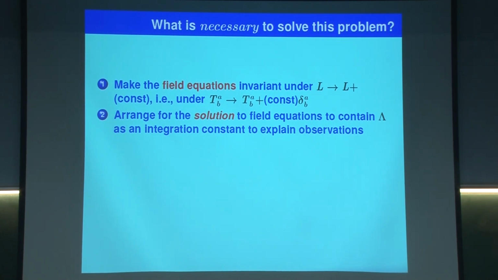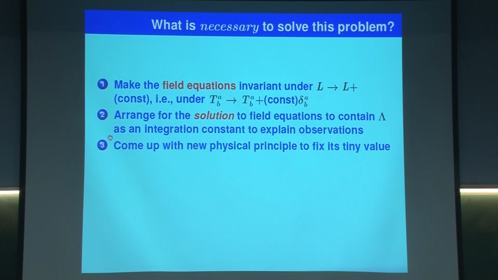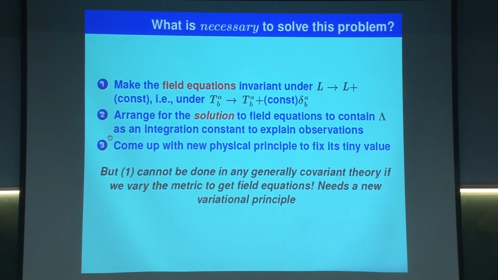Because it has to do with the universe and how the universe came into being, why our nature is like this, this is again a question at the pre-geometry level. Some quantum gravitational considerations have to go in, and in this model lambda is linked to LP squared. They have to fix its value to some non-zero value, which requires a new physical principle. Of course you can say that it is an initial condition, but it would be nicer if you can come up with a physical principle to fix its tiny value. But as I have said, this cannot be done in a generally covariant theory if you are going to vary the metric to get the field equation. So, you need a new variational principle.